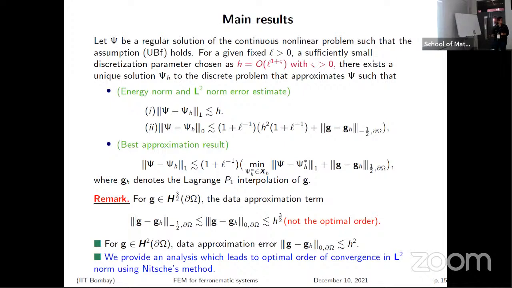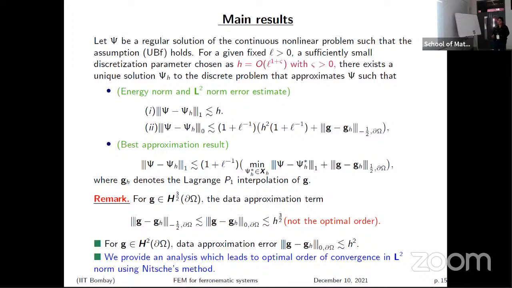This is the best approximation result, which basically says that psi_h is the best approximation of psi in this discrete space Xh up to this boundary data approximation error. So note that when g belongs to H3/2 of the boundary, this is of order h to the power 3/2. So this is not actually optimal in that case. But when we have more regularity of g, that is when g belongs to H2 of the boundary, we can get an improved convergence rate. So the overall convergence rate will be h squared. But when we have g in H3/2 of the boundary, we have only a sub-optimal convergence rate for conforming FEM.